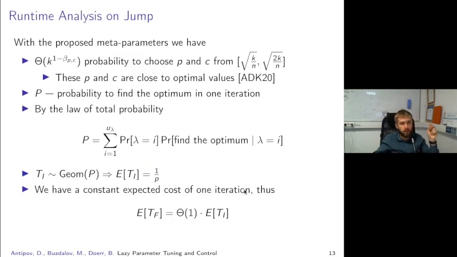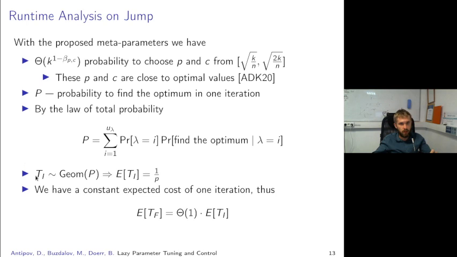And the analysis on this function showed that we have a very good probability to choose p and c in this interval, which was shown to be close to the optimal values in our last year paper. And then we compute the probability to find the optimum in one iteration, where we use the law of total probability over all possible choices of lambda.